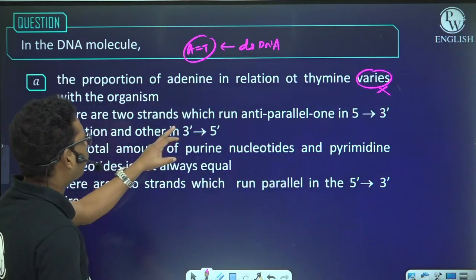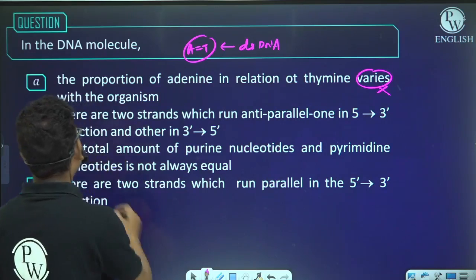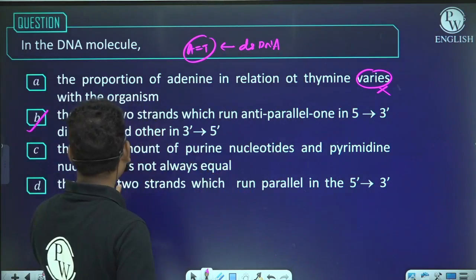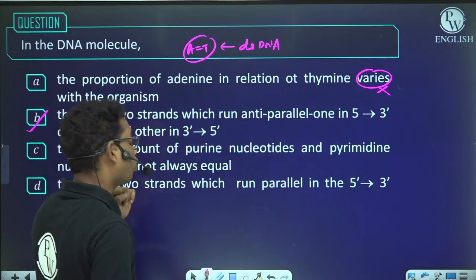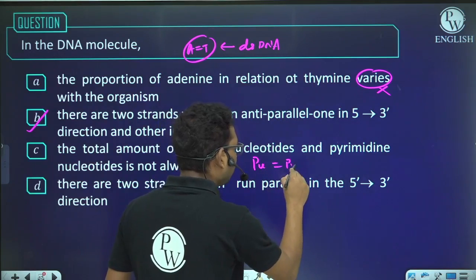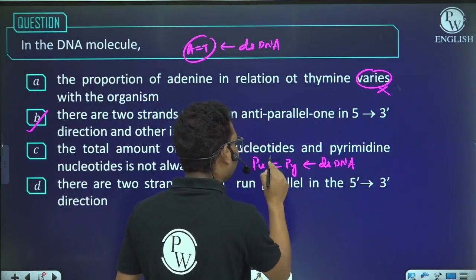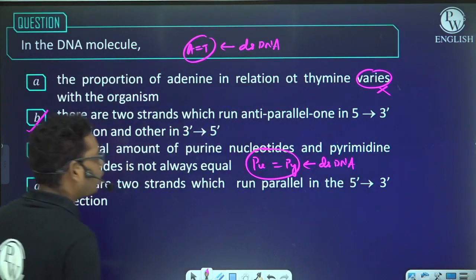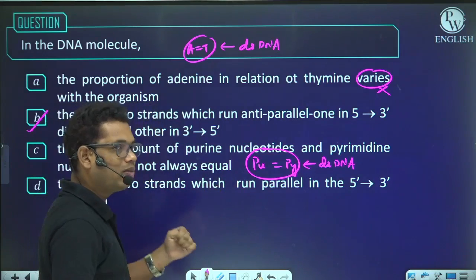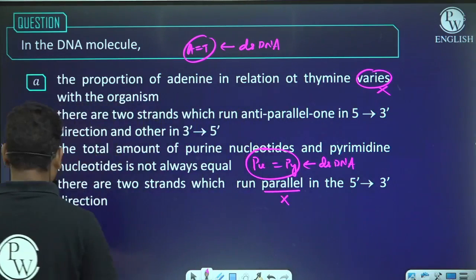There are two strands which run anti-parallel. One strand is 5' to 3', the other is 3' to 5'. This is a correct statement. The total amount of purine nucleotides and pyrimidine nucleotides is not always equal. No, it is always going to be equal. Why? Because purine is equal to pyrimidine if the DNA is double stranded. There are two strands which run parallel. Okay, see, normally the DNA is anti-parallel. So this is incorrect. So the answer is B.